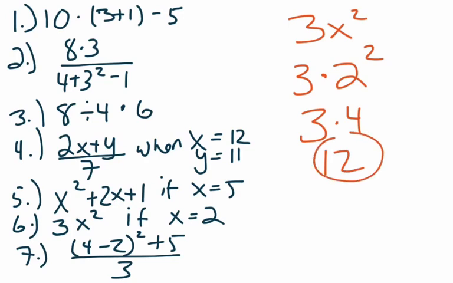If you try to multiply first, you'll get 3 times 2, which is 6, and then 6 squared is 36. Not the same answer. And they can't both be right.